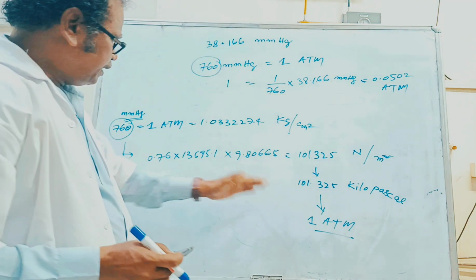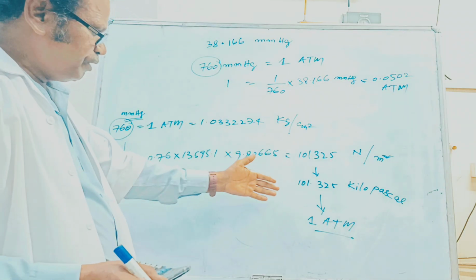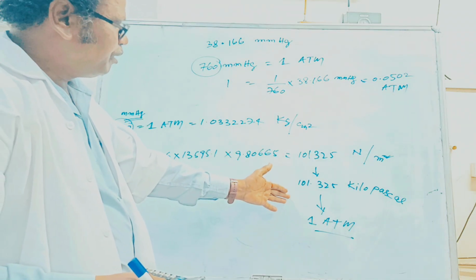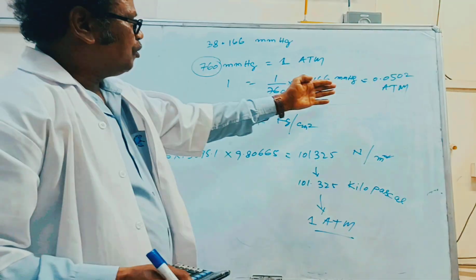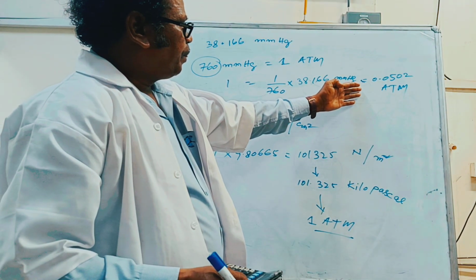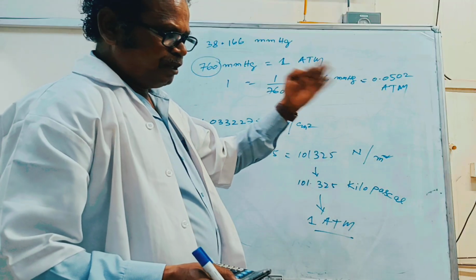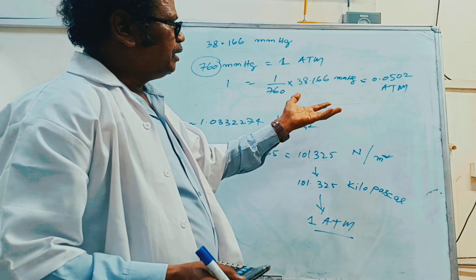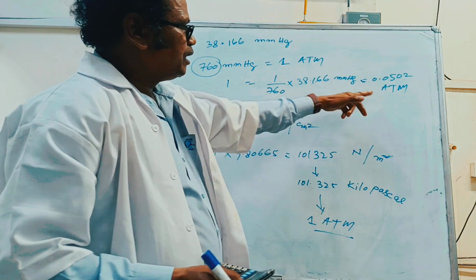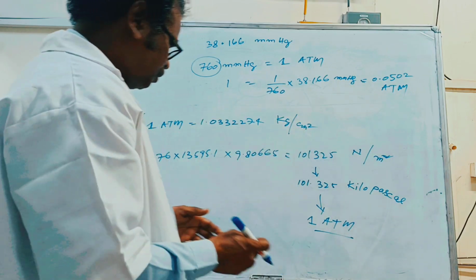Now this thing I derived here, and we got the result 0.0502 atm, meaning atmospheric pressure, inside our vacuum degasifier, which is equal to the partial pressure. Thanks.